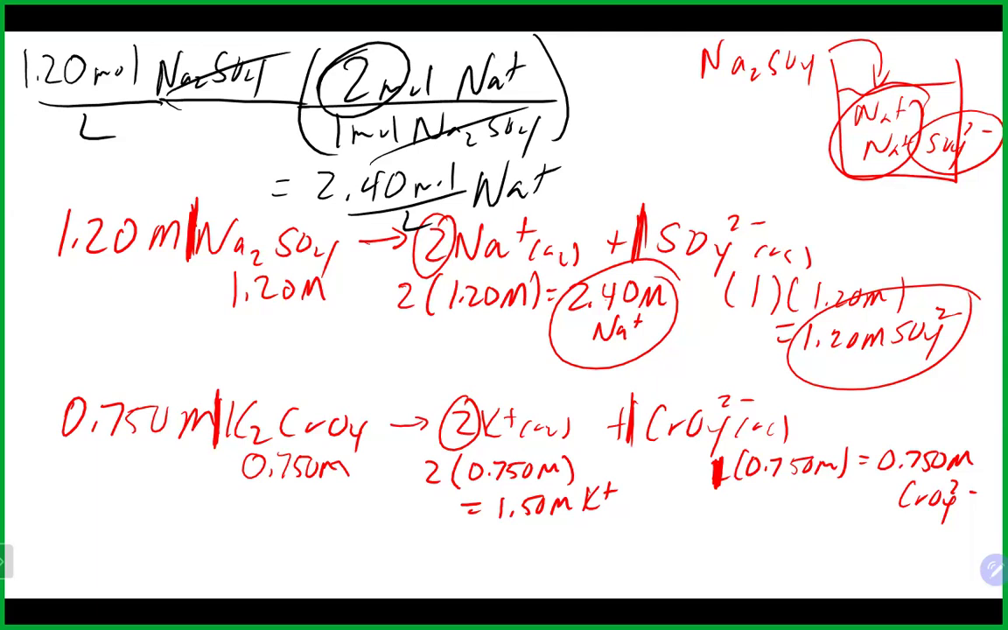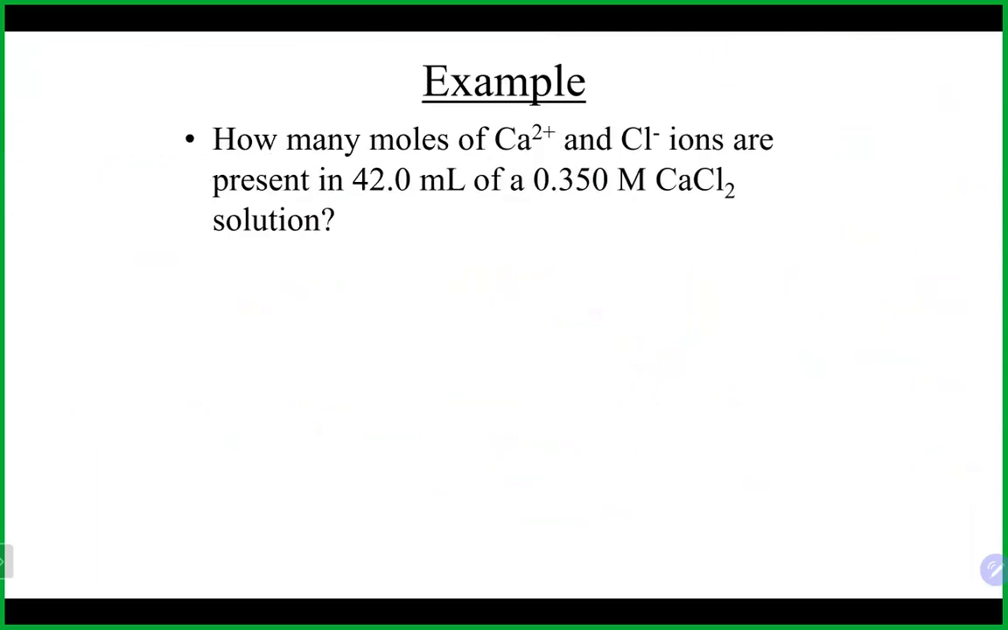All right, so let's take a look here. So why don't you try this one? How many moles of calcium and chloride would be present in 42 milliliters of a 0.35 molar calcium chloride solution? I'm going to take a couple minutes to see what you come up with here.